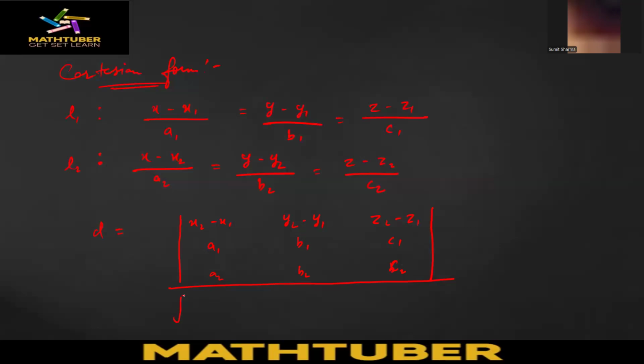That will be a very large value. So it is the square root of (b1 c2 minus b2 c1) square plus (c1 a2 minus a1 c2) square plus (a1 b2 minus b1 a2) square, and the whole modulus of the thing. So this is quite a large formula, so we don't have to learn this one. We just have to learn the vector form, and we can do it.